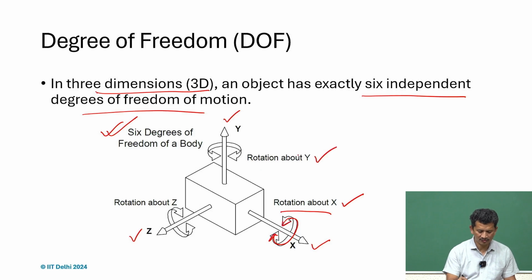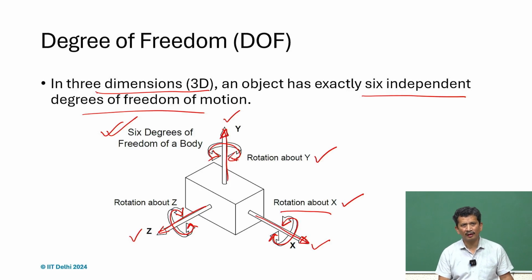y axis and the rotation along the z direction. So, we are talking about the 3 translations along x, y, z and the 3 rotations along x, y and z axis. So, this should be very clear and we should not have any doubt.